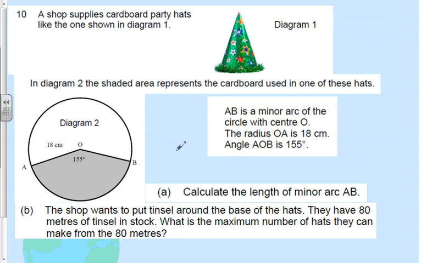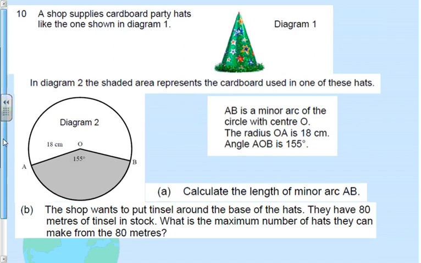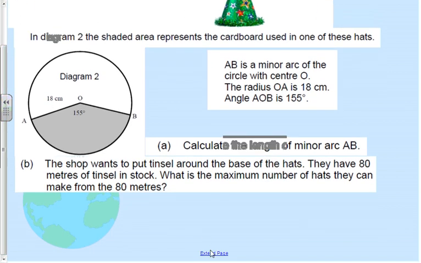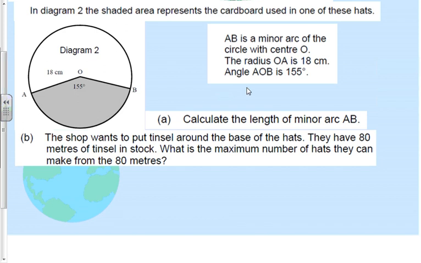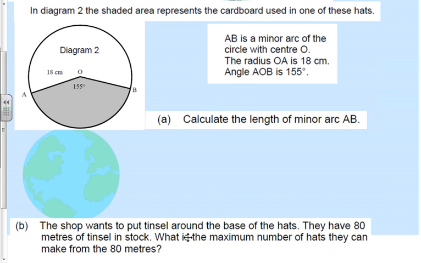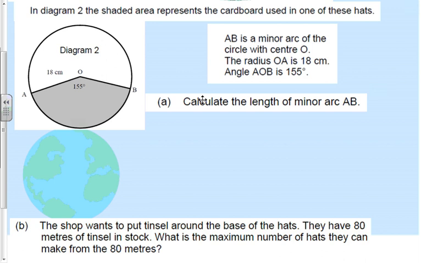The shop wants to put tinsel around the base of the hats. They have 80 meters of tinsel in stock. What is the maximum number of hats they can make from 80 meters? Well, let's move down a little bit. We don't need to know all of that. So we'll consider part A first. Calculate the length of the minor arc AB.